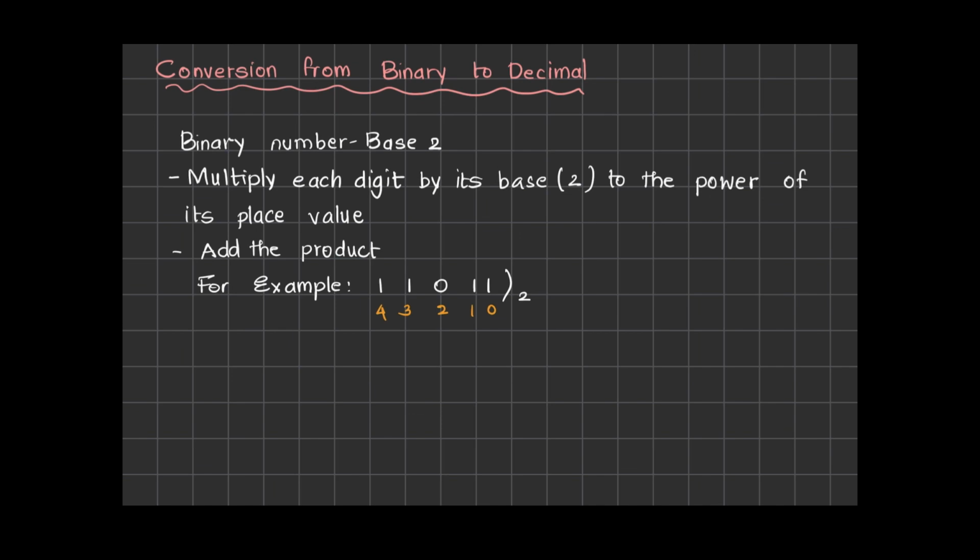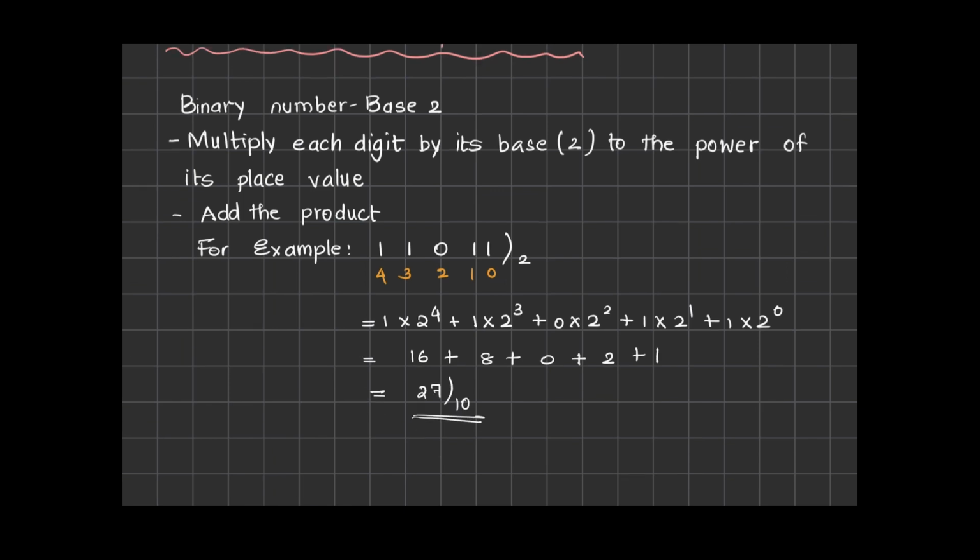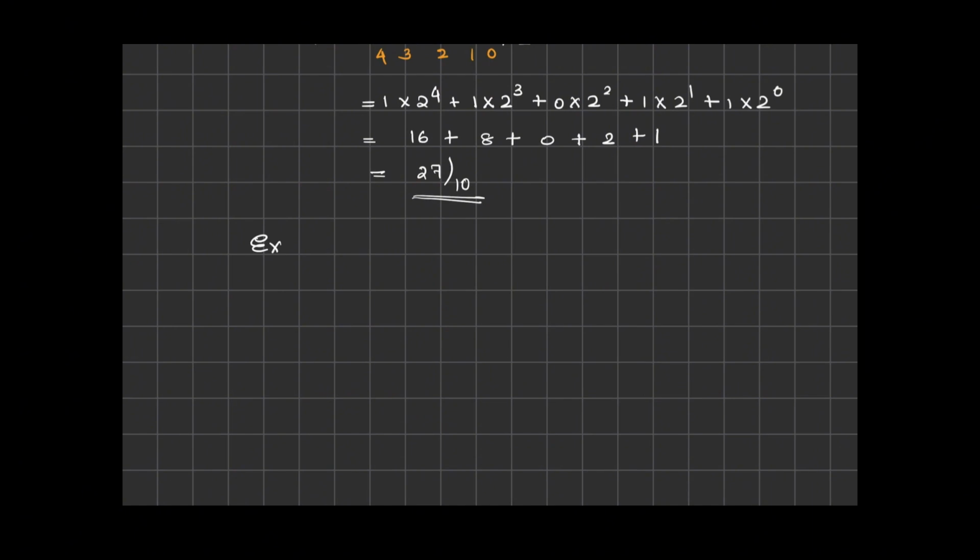So the answer to the conversion is going to be 1 into 2 raised to the power of 4 plus 1 into 2 raised to the power of 3 plus 0 into 2 raised to the power of 2 plus 1 into 2 raised to the power of 1 and 1 into 2 raised to the power of 0. So it's going to be 16 plus 8 plus 0 plus 2 plus 1, which is going to be 27 in decimal. So let's take another example.